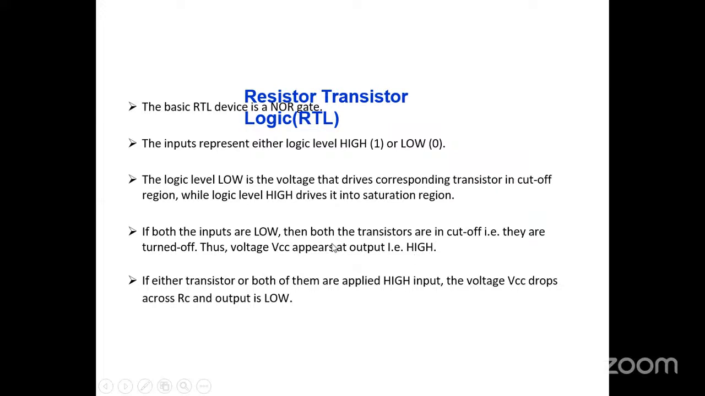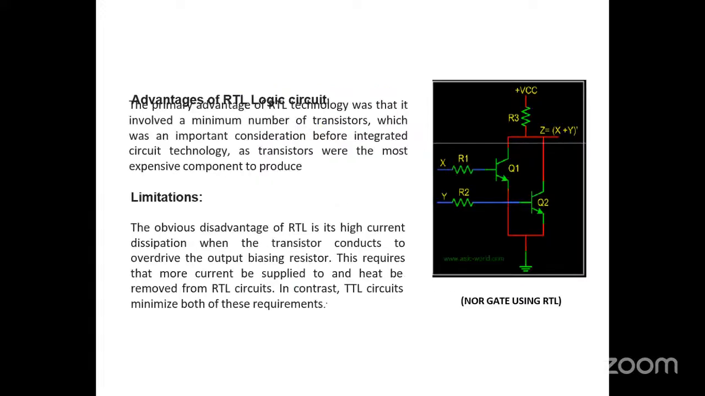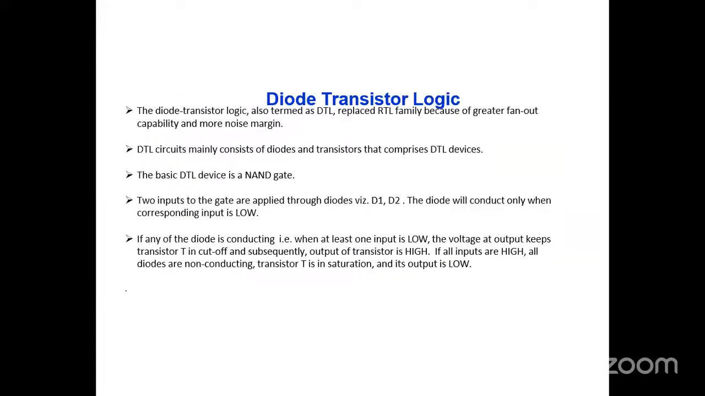So this works as, if input is low, then the transistor will be switched off and output goes high, and when input is high, then the transistor will be on and output will be 0. So this works as an inverter. Advantages of RTL gate. Next is the DTL logic, diode transistor logic, also termed DTL, which replaced the RTL family because of greater fan out capability and more noise margin.